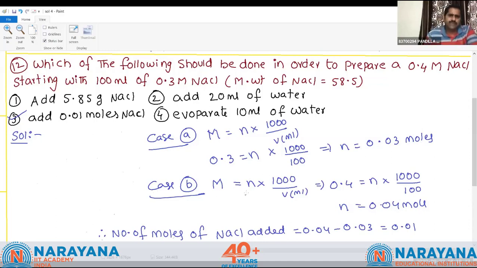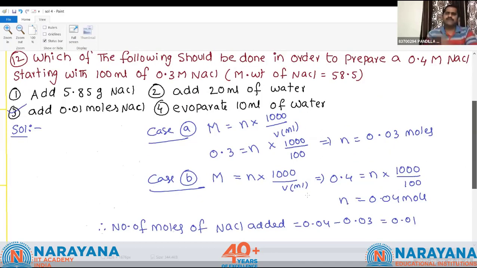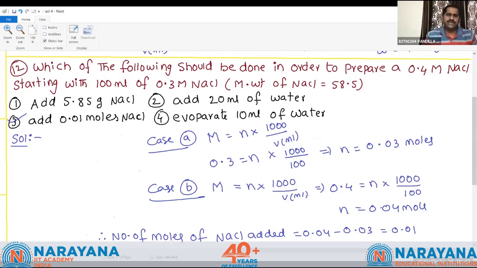Next, again molarity in the second case. There are 2 cases. The molarity is equal to n into 1000 by volume in ml. In the second case, molarity is 0.4. N into 1000 by 100, we got number of moles 0.04. The difference between the 2 cases in number of moles is 0.01. So the answer is 0.01 mole of NaCl should be added to increase the concentration, to prepare 0.4 molarity of NaCl in 100 ml of solution.